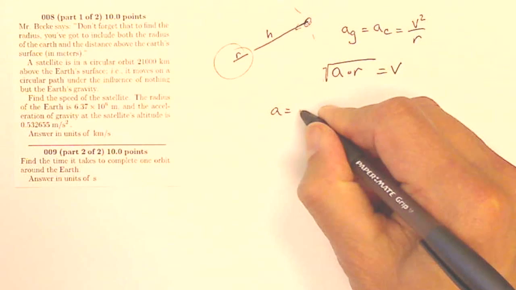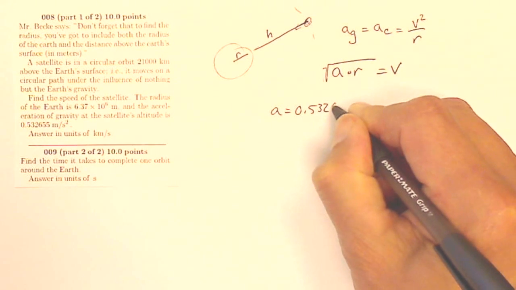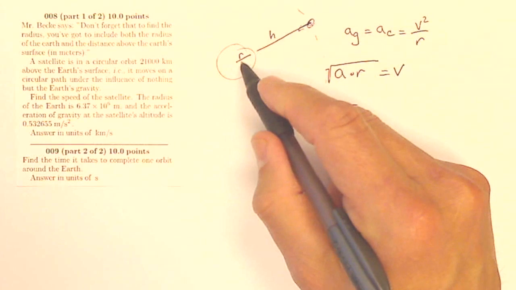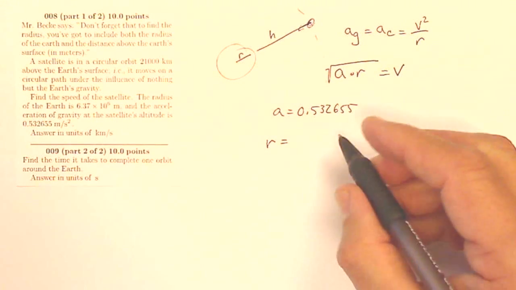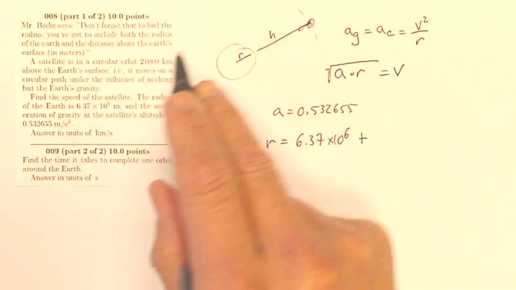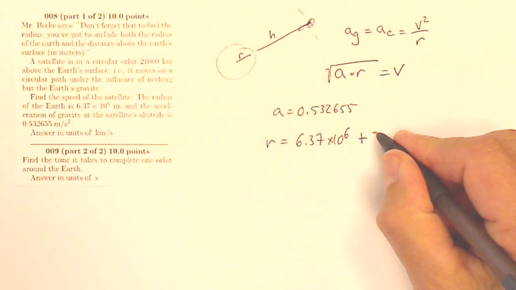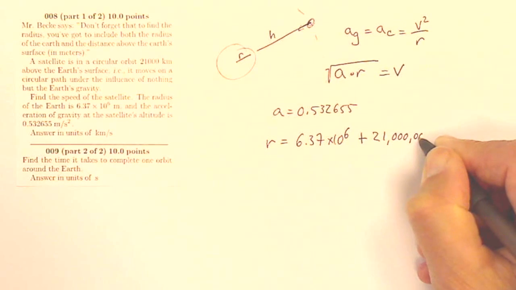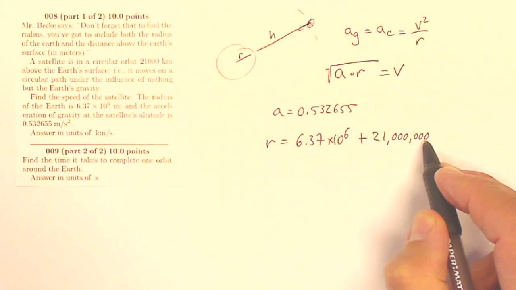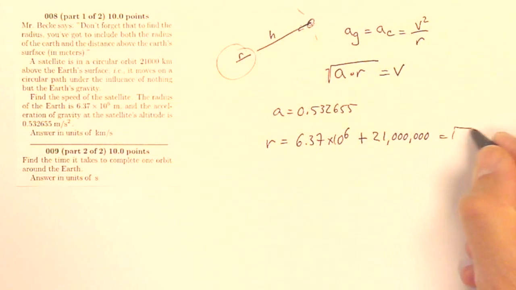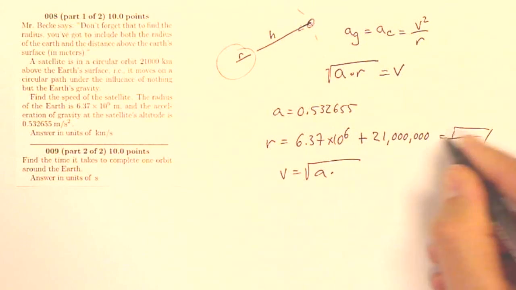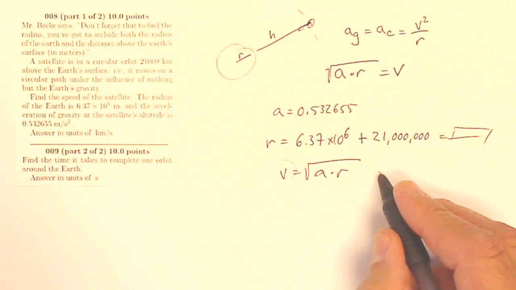My acceleration is 0.532655 meters per second squared. And my radius here is going to be the radius of the Earth, which is 6.37 times 10 to the 6th, plus how high above the surface of the Earth, which is 21,000 kilometers. So that's 21,000 kilometers, in meters that's 2.1 times 10 to the 7th. If I add those together, I'm going to get my radius. So now my velocity is going to be the square root of that acceleration times that radius. That's going to give me the speed of the satellite up at that height.